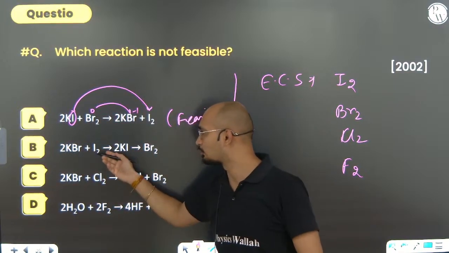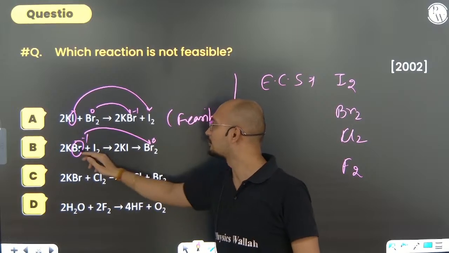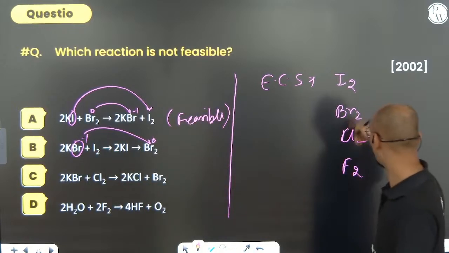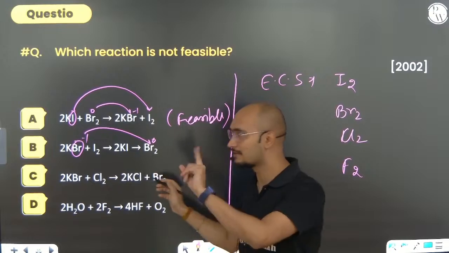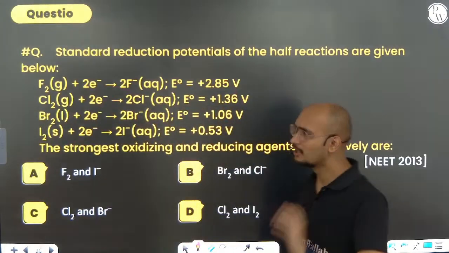Br is below I2; Br is -1 going to Br2. Can you see -1 going to 0? No, because bromine is lower than iodine, so it should get reduced, but here it is getting oxidized. So option B is the correct option. Not a big deal. I hope you can understand it. Such kind of question can be solved very easily.